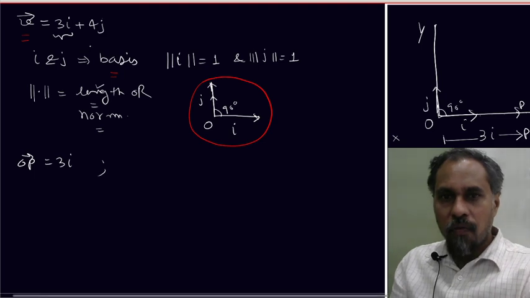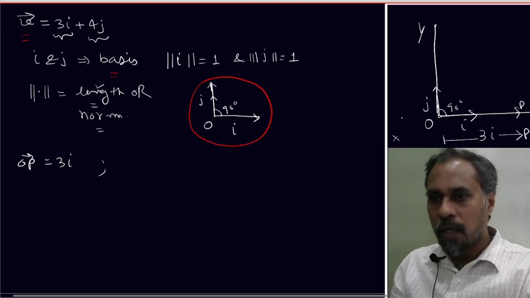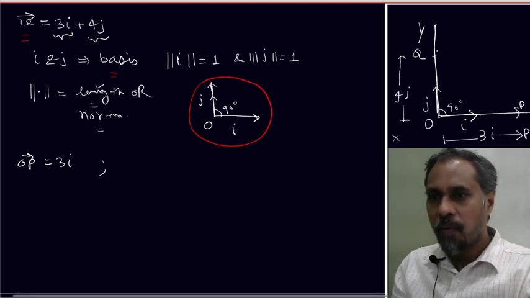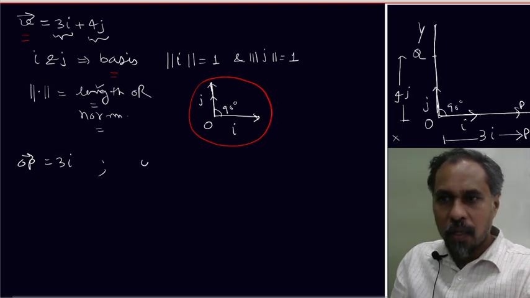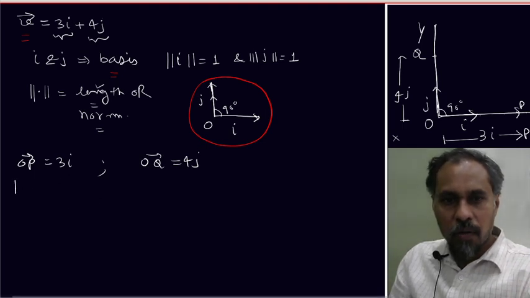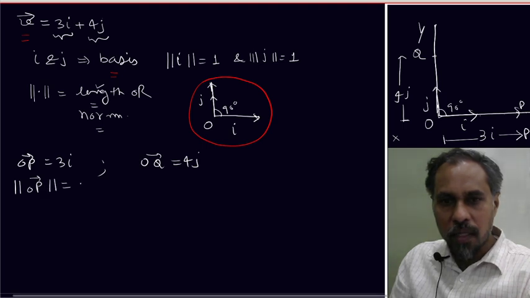Similarly, j is a vector which is amplified by the scalar amount 4. So I can reach the point Q from O, which is nothing but 4j. j is amplified by the amount 4. So the vector OQ is nothing but 4j. I can figure out the length of these two vectors, or I can say the norm of these two vectors.